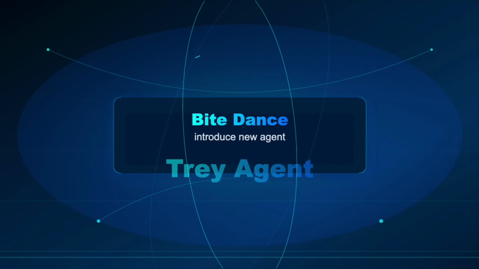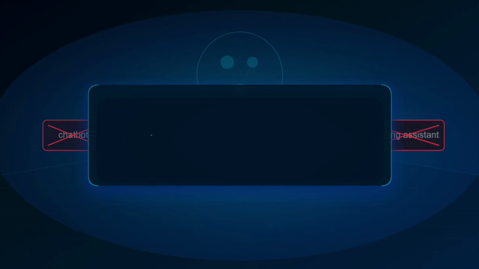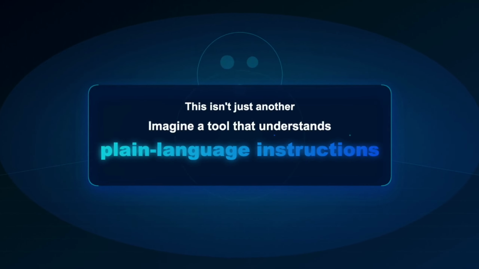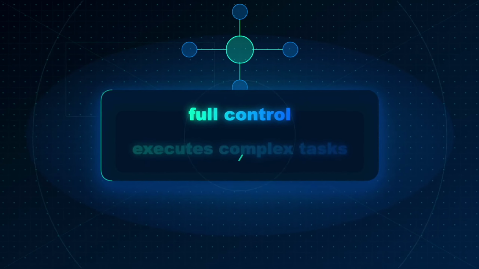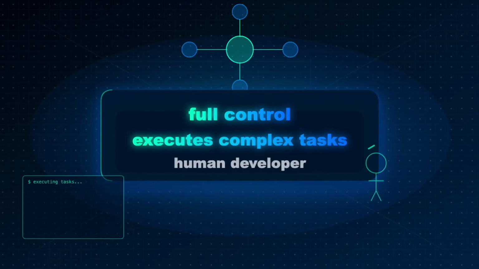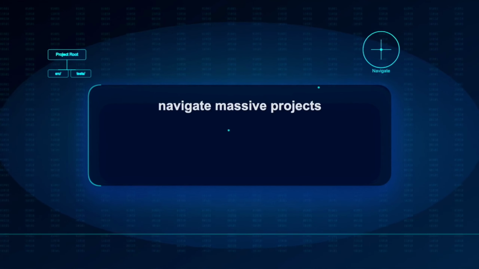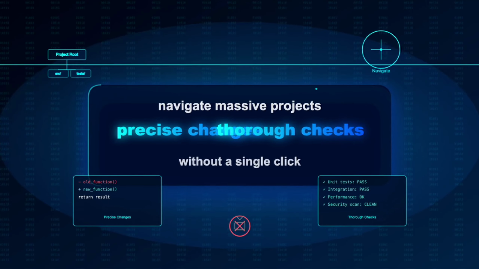ByteDance just unleashed something groundbreaking. Trae Agent. This isn't just another chatbot or coding assistant. Imagine a tool that truly understands your plain language instructions, takes full control of your system, and executes complex tasks as if it were a human developer. Trae Agent can navigate massive projects, make precise changes, run thorough checks, and report back, all without a single click.